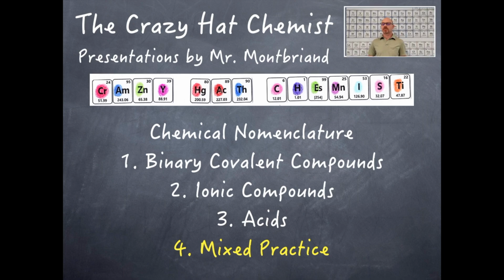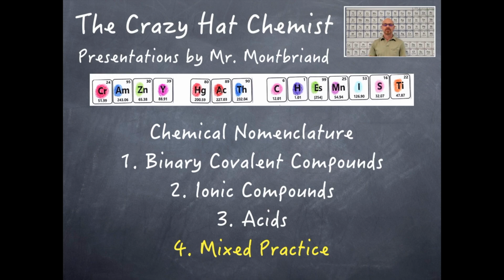Chemical nomenclature. This is the fourth video in a series of 4. This is actually a summary of binary covalent compounds, ionic compounds, and acid nomenclature all in one. We're going to first figure out if it's a binary covalent compound, an ionic compound, or an acid, and then that is our mixed practice.